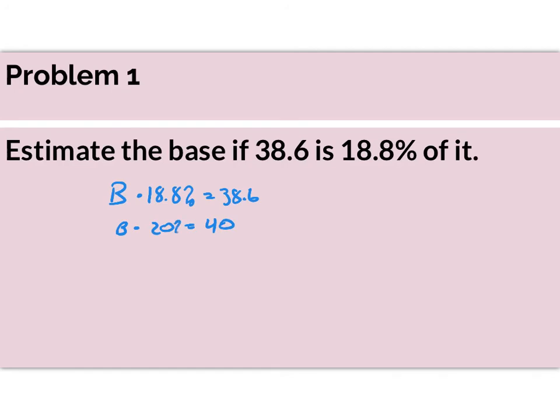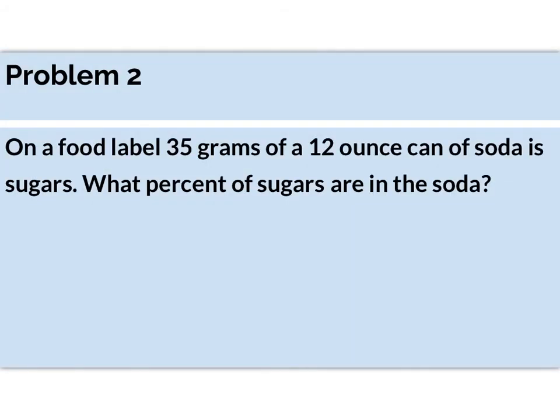So now we're dealing with 40 divided by 0.2. So the base equals what? 40 divided by 0.2. Move the decimal point over one place in each number. 2 goes into 4 twice. Then 0, 0. So 200. 200 times 20% should give you 40. And 2 times 2 is 4, so that makes sense. Okay, looking at our next problem.